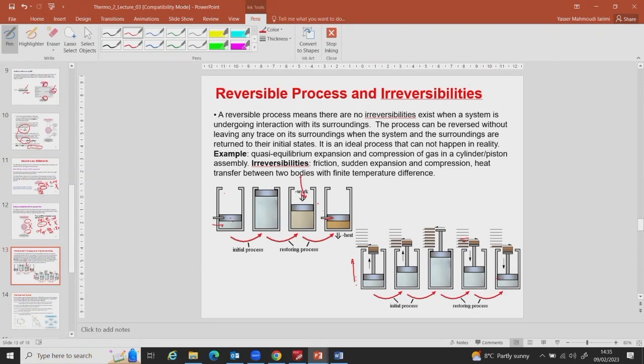You're probably going to come back to where you were, and no heat has been taken in and no heat has been given out. And there, maybe you can say that your process is reversible. But this is almost impossible to do in reality.